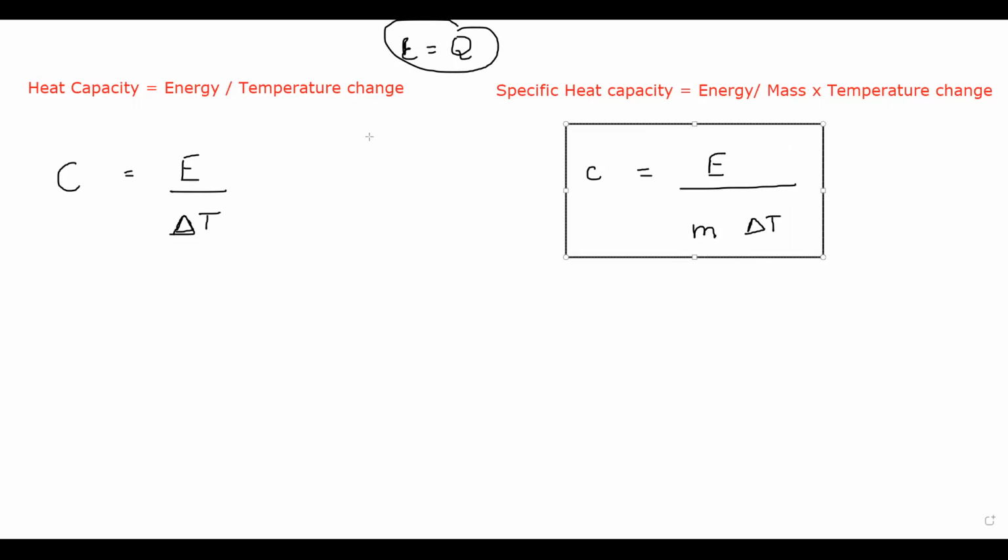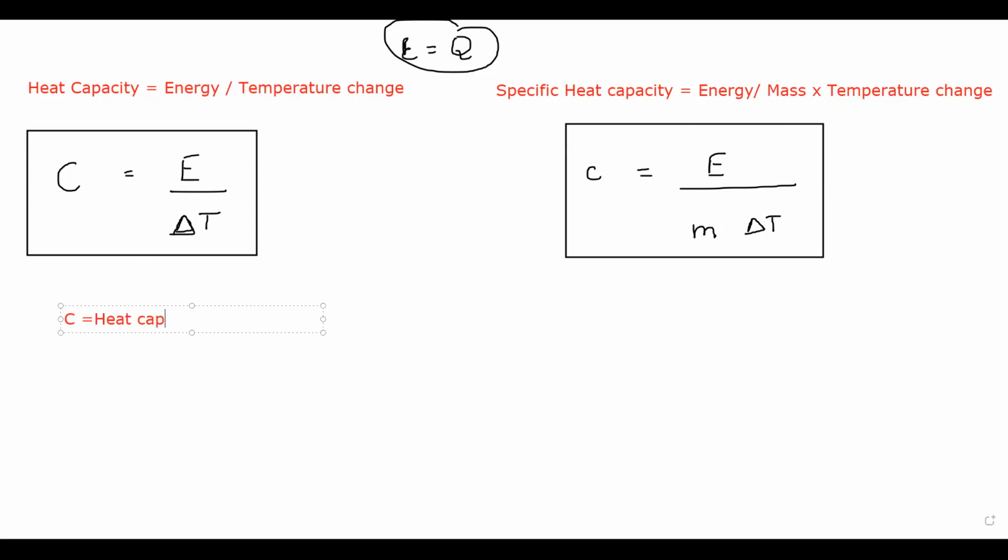So small c is equal to E divided by M delta T, or capital C is equal to E divided by delta T. So what is the difference here? Capital C stands for heat capacity, and the small c is representing the specific heat capacity. So you have to learn these formulas as well as the definitions. In the exam, they ask to define heat capacity. The standard definition is the energy needed to produce a temperature change of 1 degree. And if they ask to define specific heat capacity, that's the energy required to change the temperature by 1 degree for a 1 kilogram object.